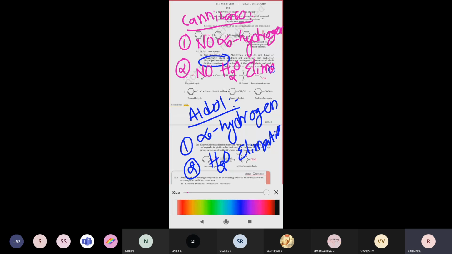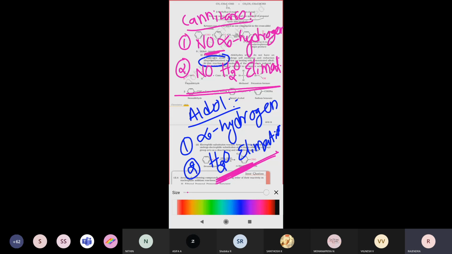So in the aldol and Cannizzaro reactions, what happened? It is completely the opposite. In aldol condensation, an alpha hydrogen atom is compulsorily needed, but here no alpha hydrogen atom is required. In aldol condensation, a water molecule is eliminated, but here no water molecule is eliminated. So aldol condensation and the Cannizzaro reaction are opposite to each other.